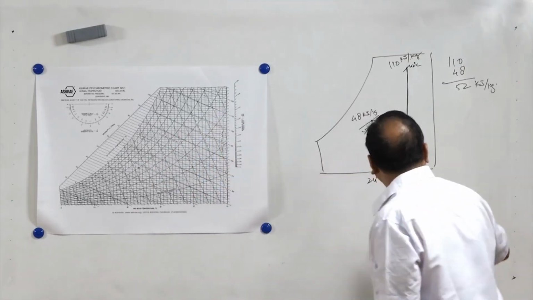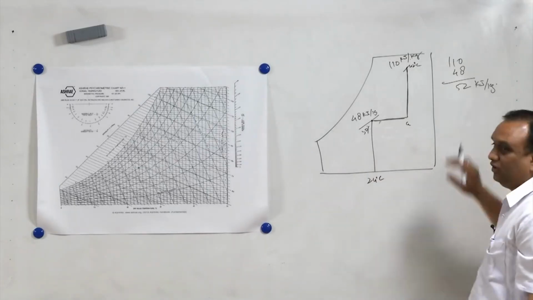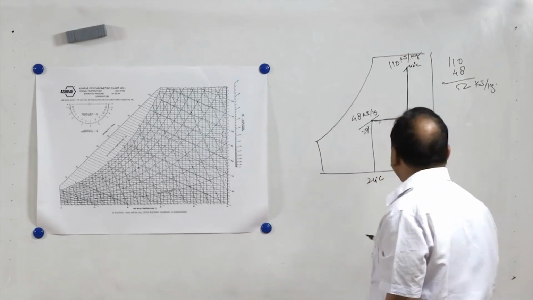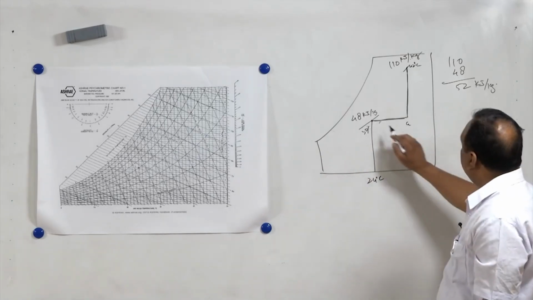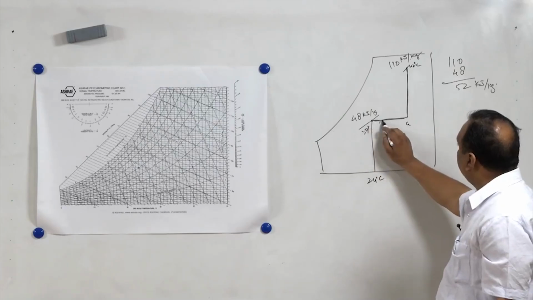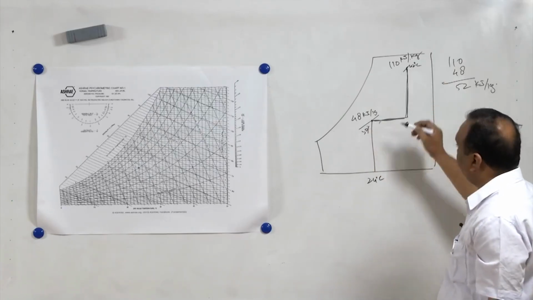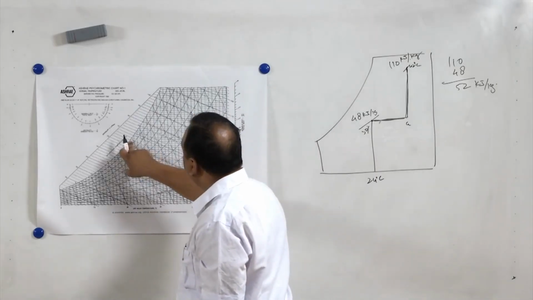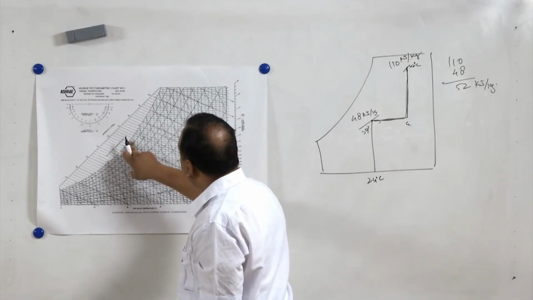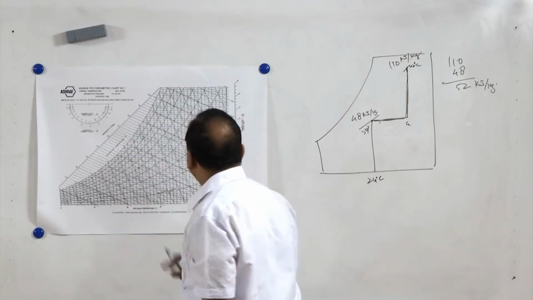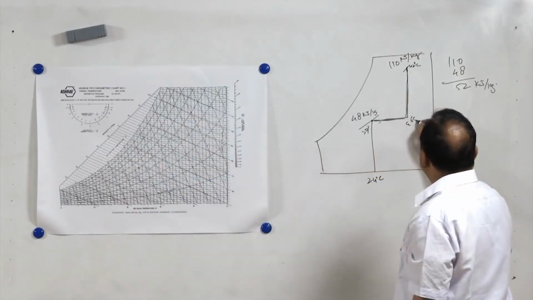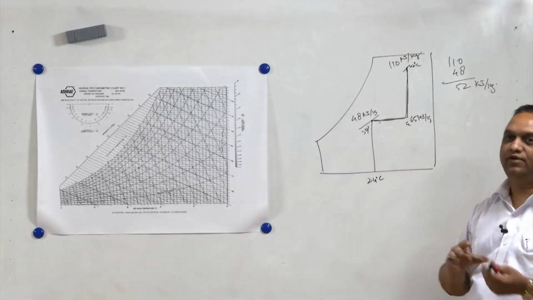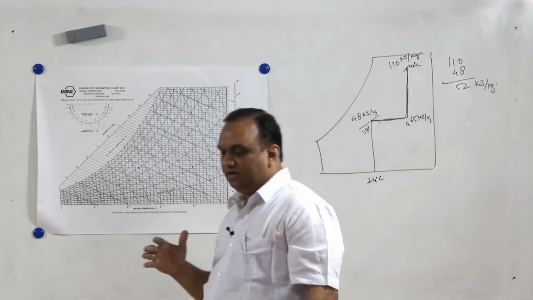Suppose infiltration rate is 1 kg per second. So, 62 kilowatts is quite high. 62 kilowatt is tens of tons, and from this we can also find what is the sensible heat addition, what is the latent heat addition. So, sensible heat addition, if we are able to find the enthalpy at A, that is approximately 65 kilojoules per kg.